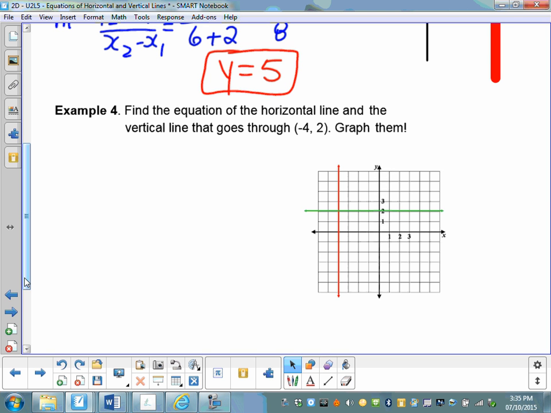Okay, so here we're going to find the equation of the horizontal line and the vertical line that goes through -4, 2. So you can see there's the point, -4, 2. And we've got a green line here that's horizontal. The green line is crossing the y-axis at 2. And the red line, the vertical line, is crossing the x-axis at -4. So those are the equations of those two lines that go through the point -4, 2.